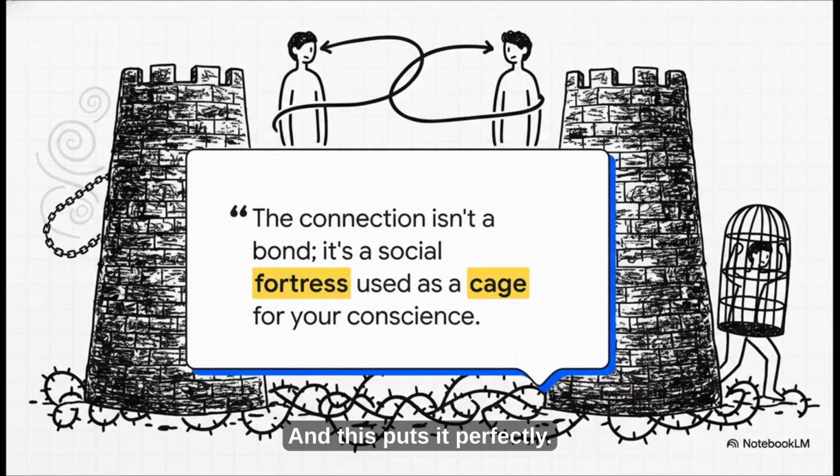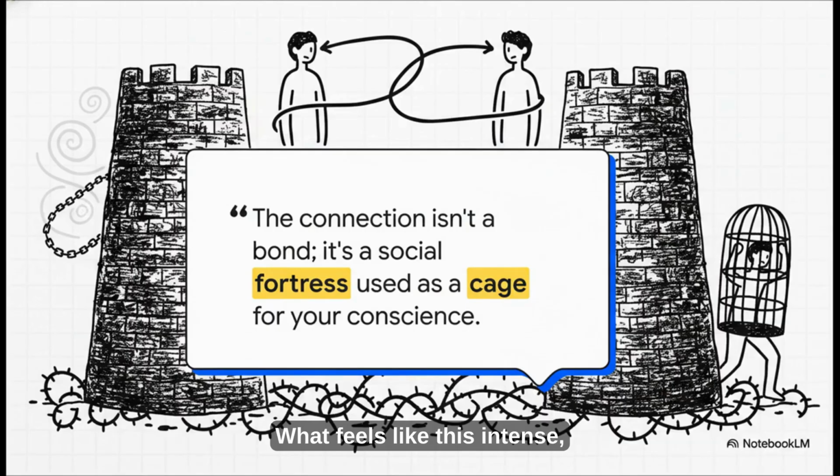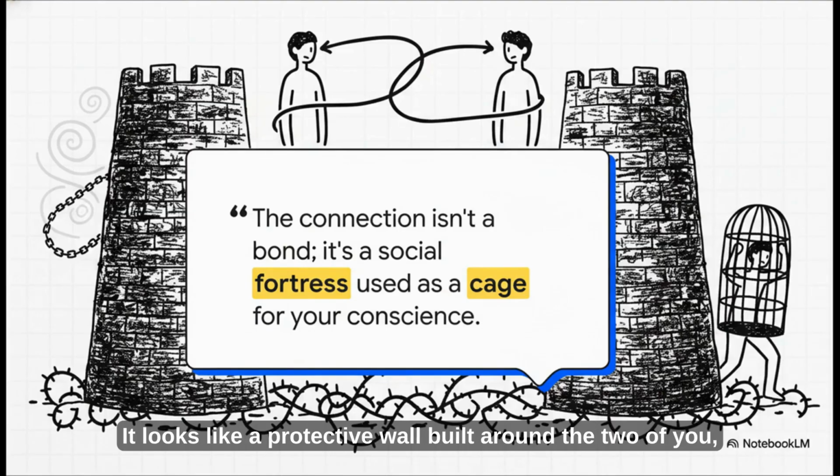And this puts it perfectly. The connection isn't a bond. It's a social fortress used as a cage for your conscience. What feels like this intense, unbreakable connection is actually a trap. It looks like a protective wall built around the two of you, but its real job is to imprison your intuition and your independent self.